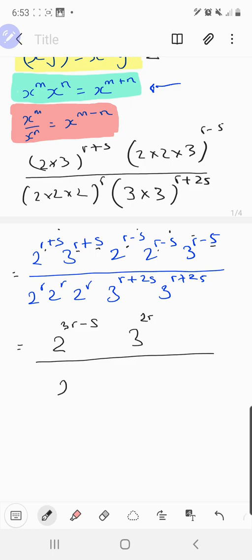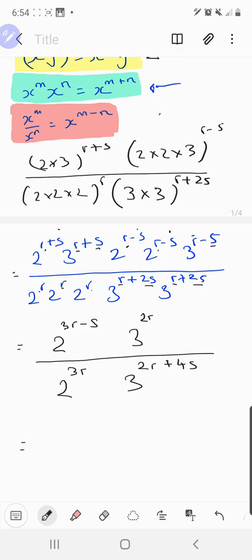The denominator, 2 to the power what? So we've got 1r, 2r, 3 r's, so 3r. The powers of 3, we've got an r and an r, so 2r. 2s makes it plus 4s.